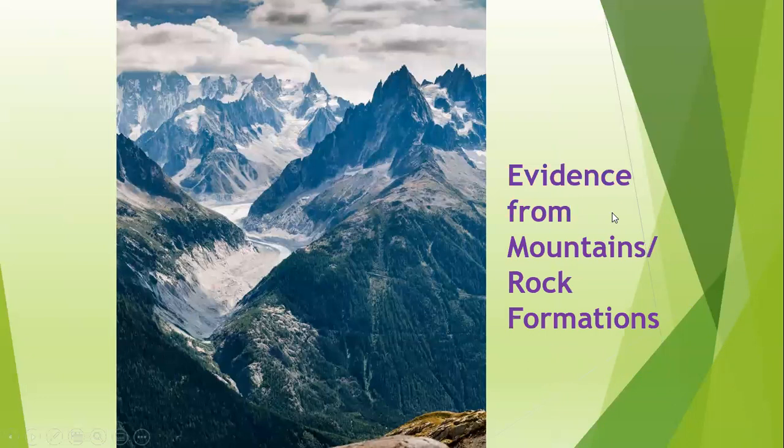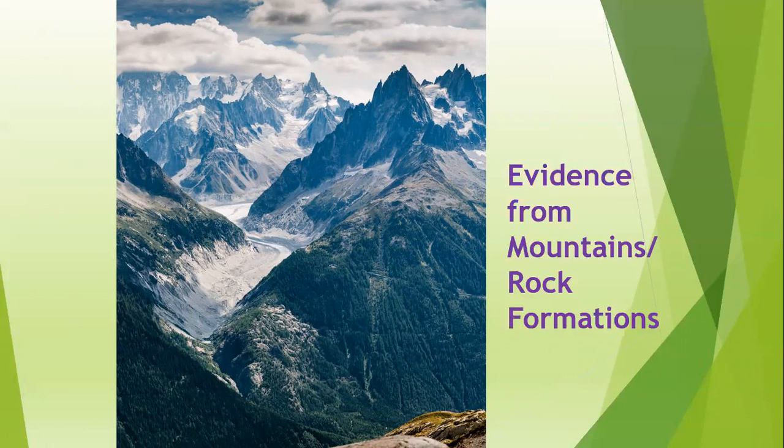Let's go to the second evidence now. Evidence from mountains or rock formation. This picture here, what does it show? It shows us an area where we have lots of mountains. You call it a mountain range. Now, what will happen if I try to split the mountains? We said that a long time ago, Pangaea got split up, right? We said that the earth got split up.